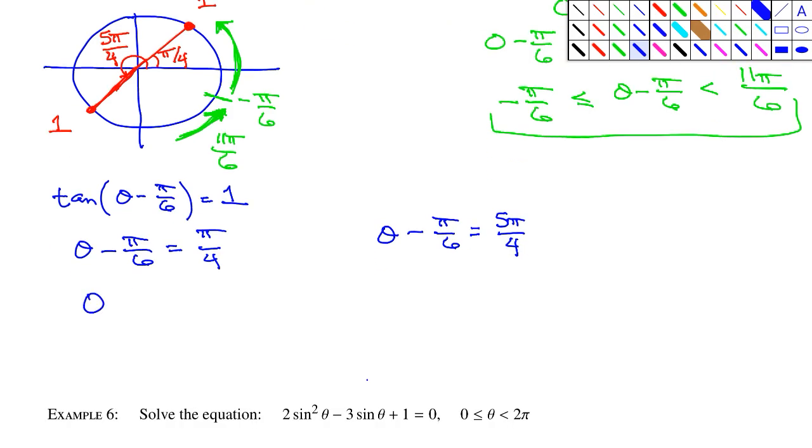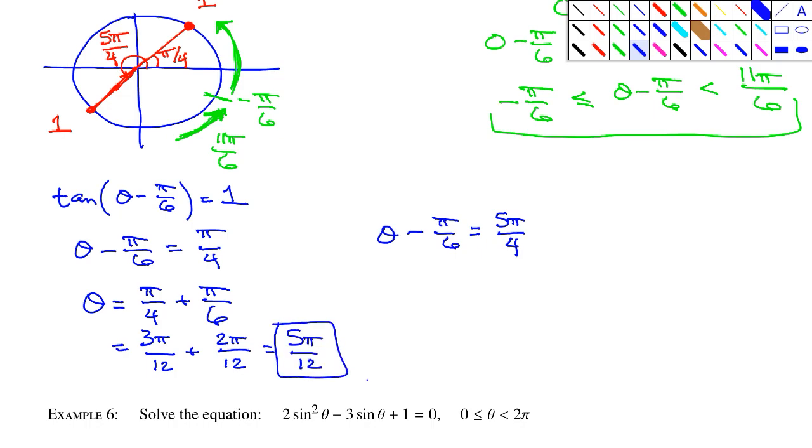Solve for theta. Theta is equal to pi over 4 plus pi over 6. Get a common denominator of 12, and that would be 3 pi over 12 plus 2 pi over 12, which is 5 pi over 12. And then theta is equal to 5 pi over 4 plus pi over 6. Again, common denominator of 12. That would be 15 pi over 12 plus 2 pi over 12, which would be 17 pi over 12.